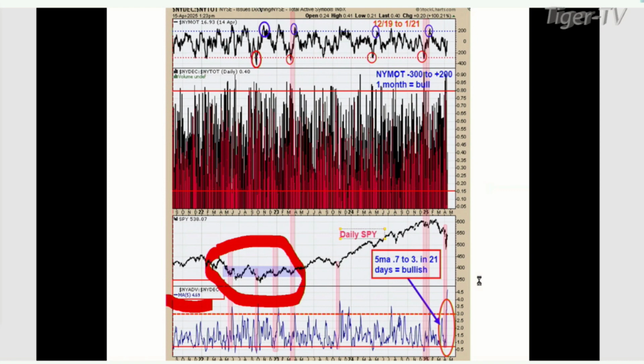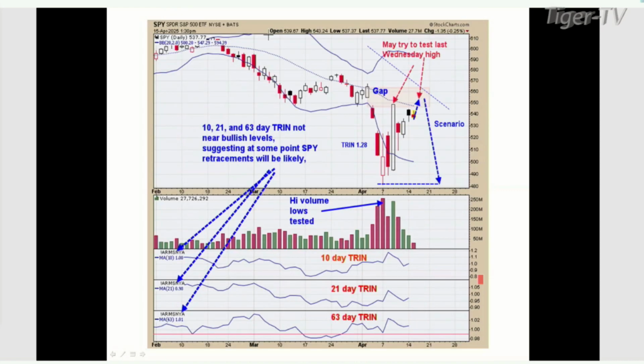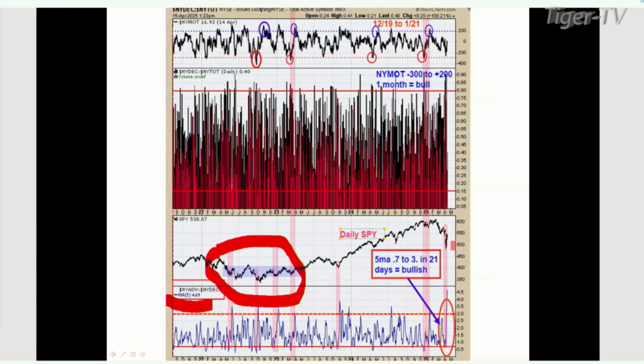So let's look out where we may go. We're just blowing this part up right here.